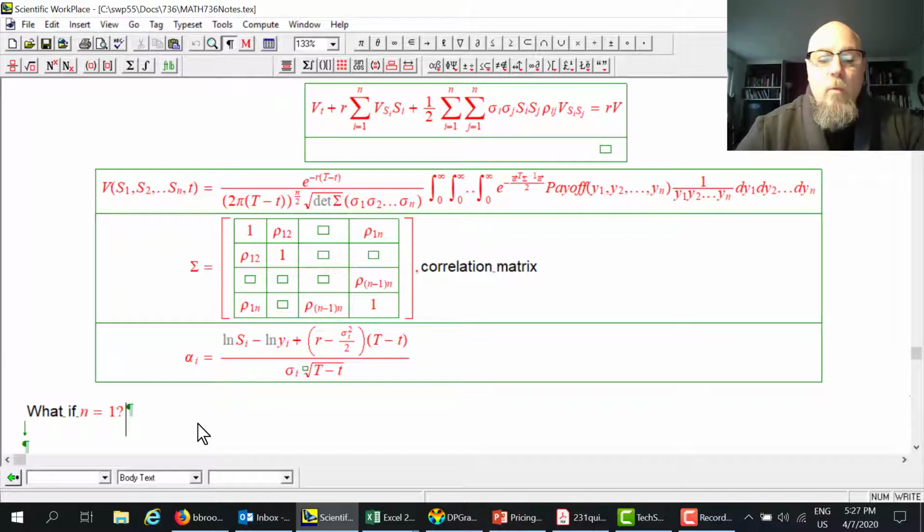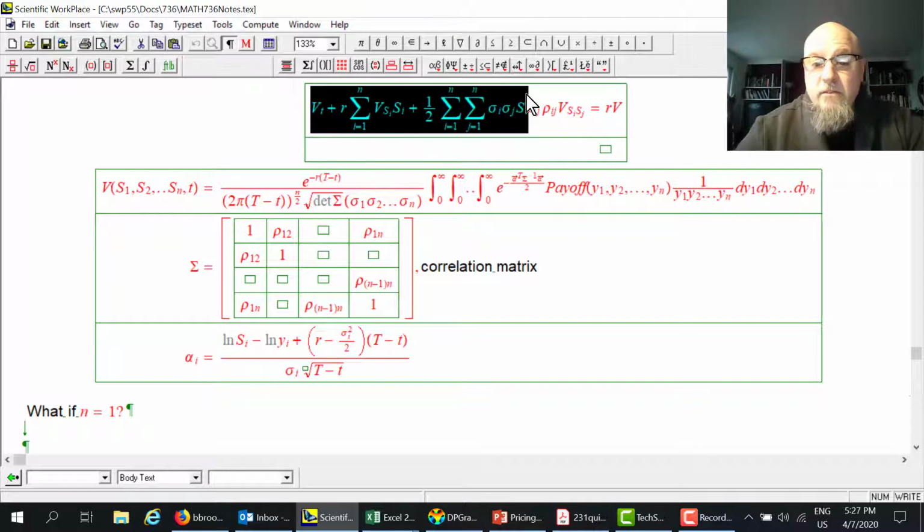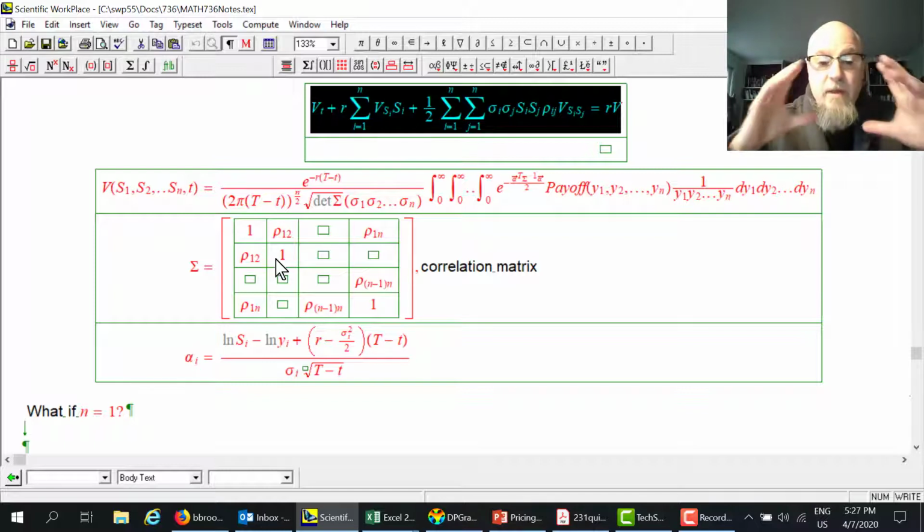In other words, there's only one stock. Well, if there's only one stock, then this equation collapses down into regular Black-Scholes. What does the answer collapse down to? It should collapse down into a regular solution of Black-Scholes. But if there's only one stock, then the correlation matrix is just a matrix with 1 in it. So the determinant is 1.